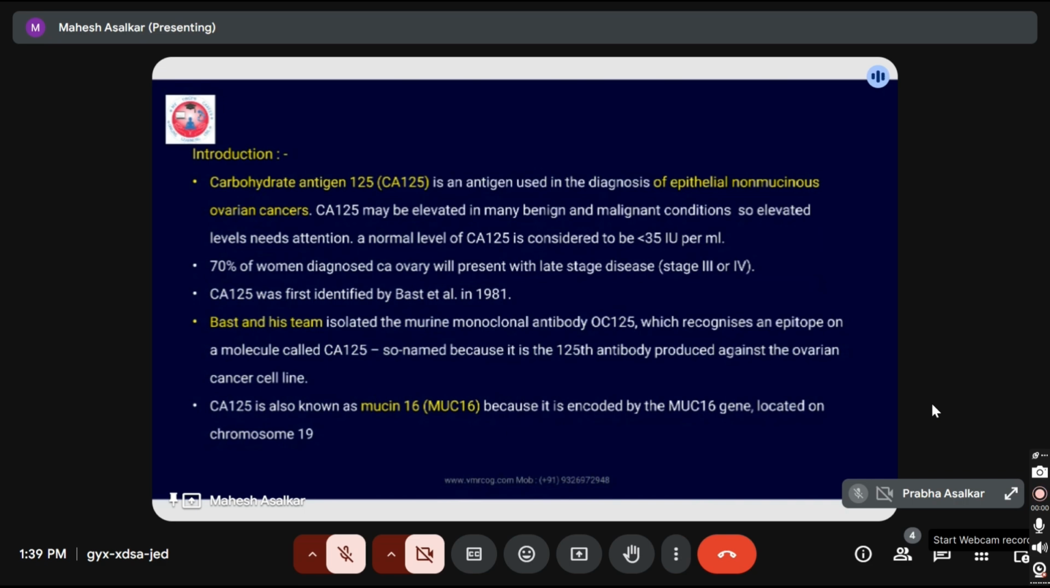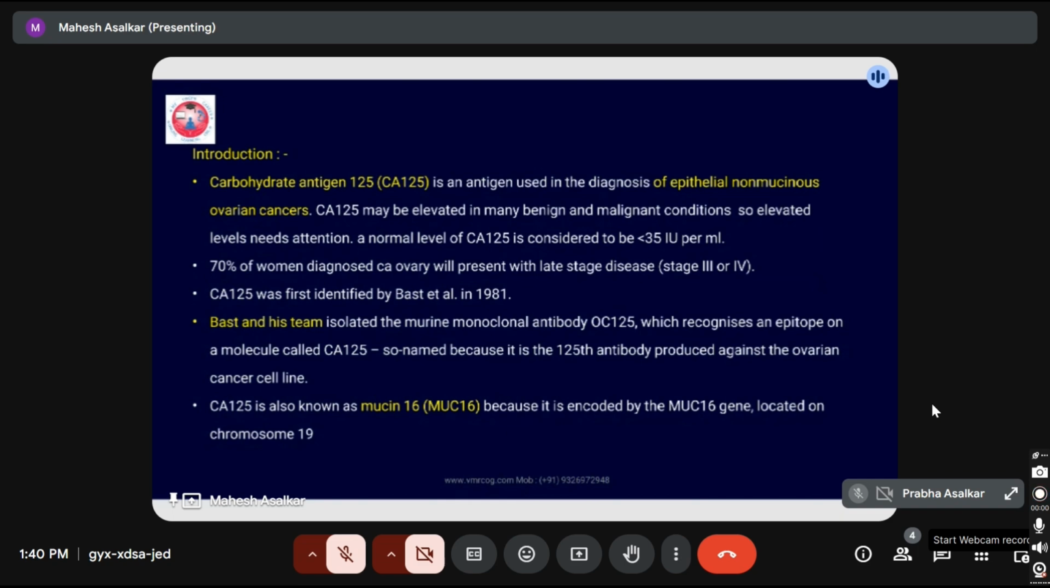In 1981, Bast and his team isolated murine monoclonal antibody OC125, which recognizes an epitope on a molecule called CA125. So it is named CA125 because it is the 125th antibody produced against the ovarian cancer cell line. CA125 is also known as mucin 16 or MUC16 because it is encoded by the MUC16 gene, which is located on chromosome 19. These things are generally not asked in the examination.